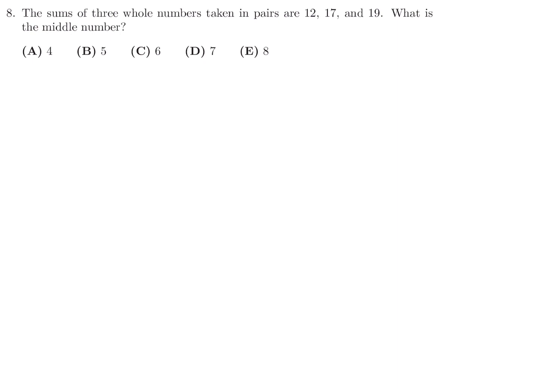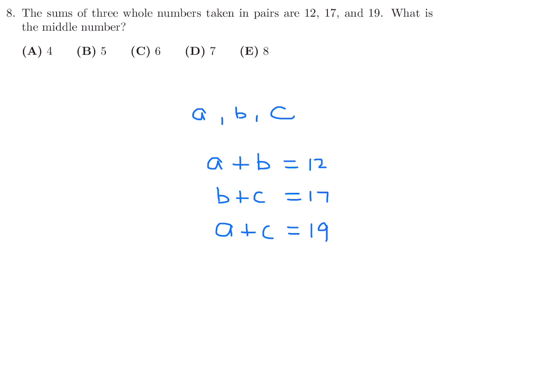The sums of 3 whole numbers taken in pairs are 12, 17, and 19. What is the middle number? Well, we have obviously 3 numbers, A, B, and C. And when you take their sums 2 at a time, we have the sums of A plus B is 12, B plus C would be 17, and A plus C would be 19. So we have 3 equations, 3 variables we can solve.